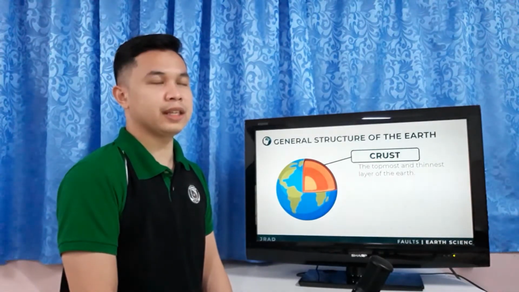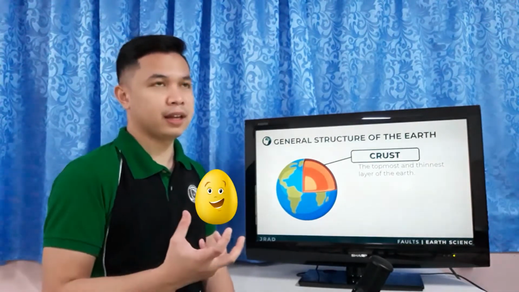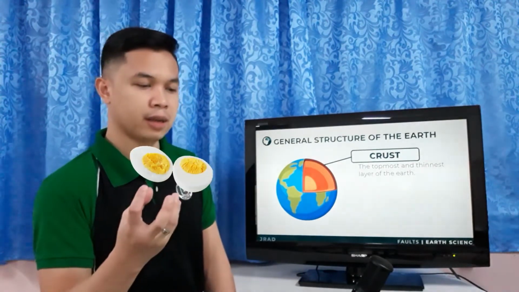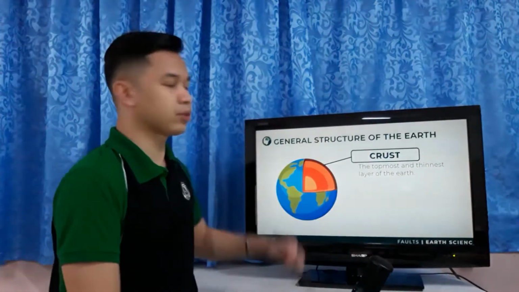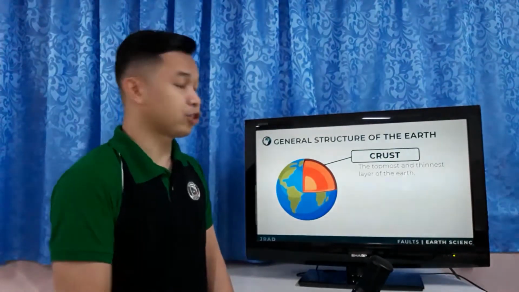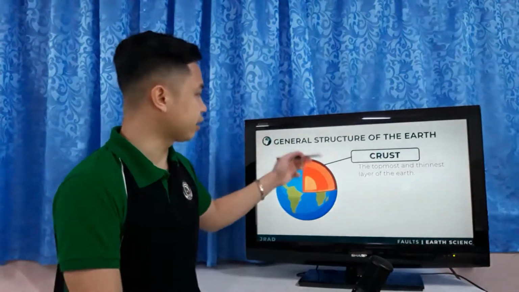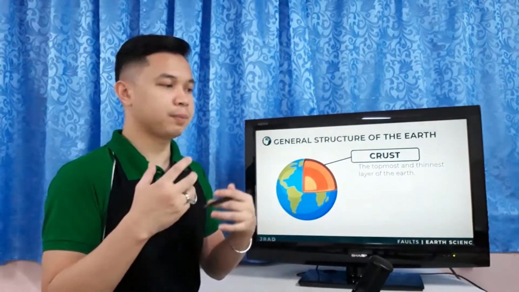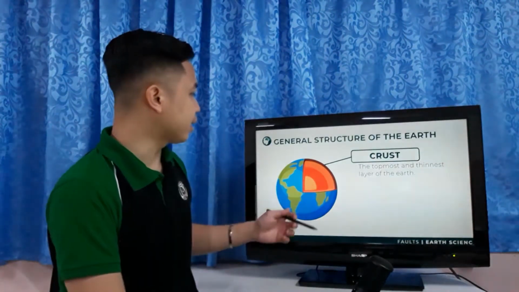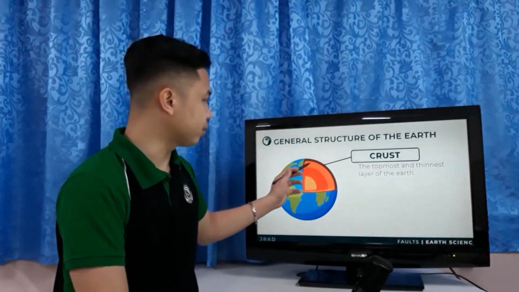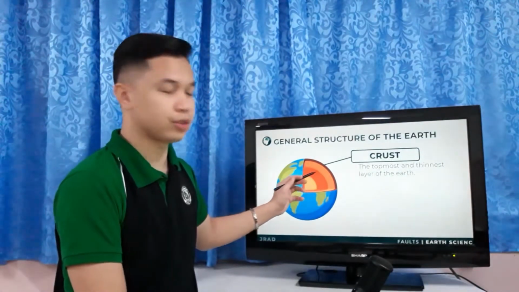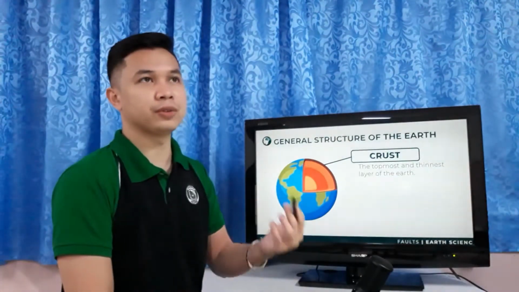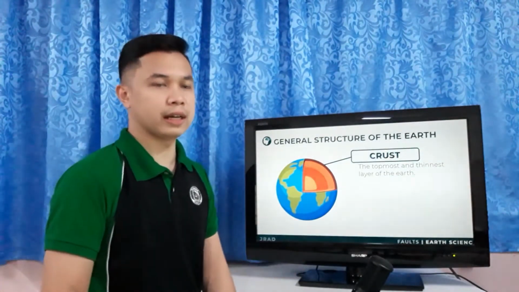Maybe we can think of an egg, right? I always use this egg, or hard-boiled egg, to compare the structure of the Earth. Like, the shell of the egg is like the crust of the Earth. Then the white portion of an egg is like the mantle, and the yellow is the core, the yolk of the egg, right?